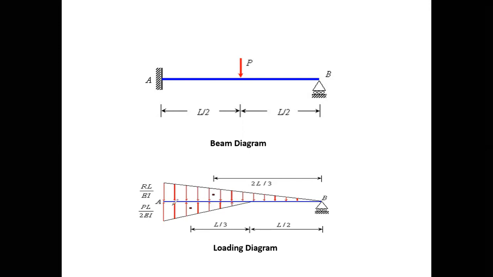The center of this loading diagram, this is a triangular loading, will be here, at 2L by 3 from this end and L by 3 from this end, where L is the whole span. Similarly, in this case, this is the CG of this loading diagram, and it will act upward. This one will act downward. Now, for this one, the length is L by 2. So the CG will be at L by 3 of the length, and the length over here is not L, it is L by 2. So it will be L upon 2 divided by 3, that is L by 6.